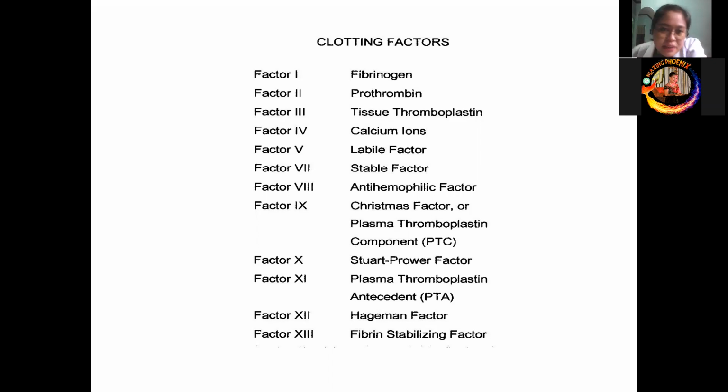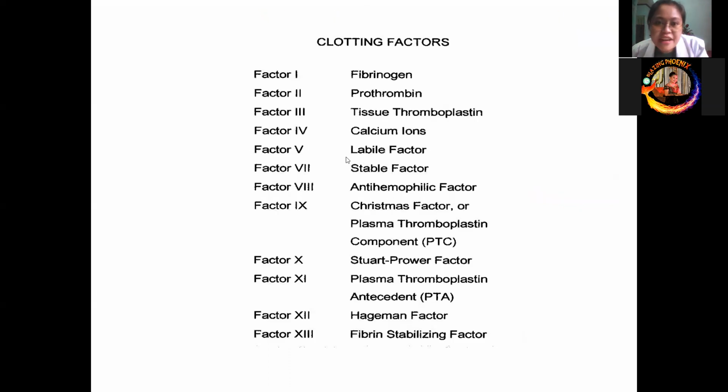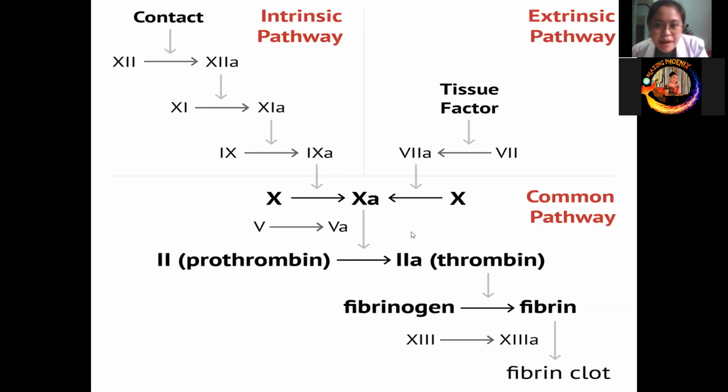Okay? And then what's next after 9? It's 10. So here the intrinsic and the extrinsic pathways meet. 10 is called the Stewart-Prower factor. Okay? And then, to have total, complete function, factor 10A needs the help of factor 5. And factor 5 is called the labile factor, to activate factor 2, which is called prothrombin, so it can become thrombin.